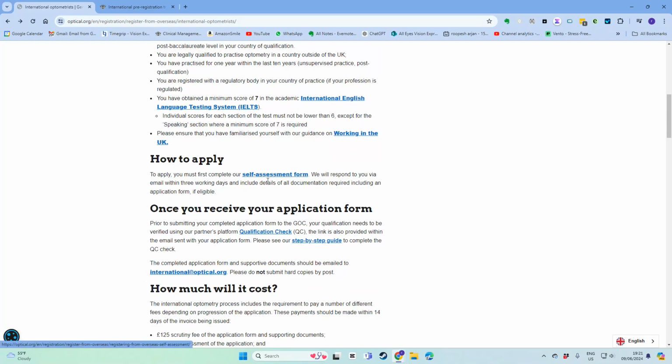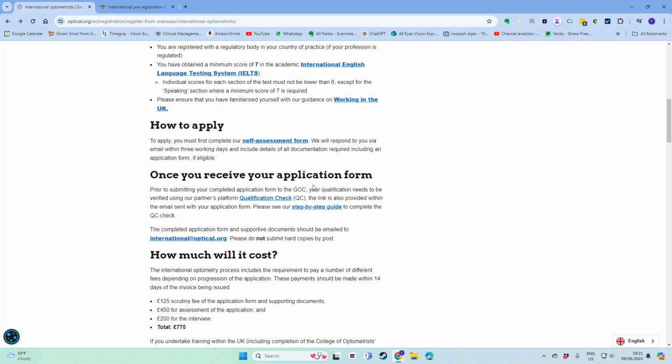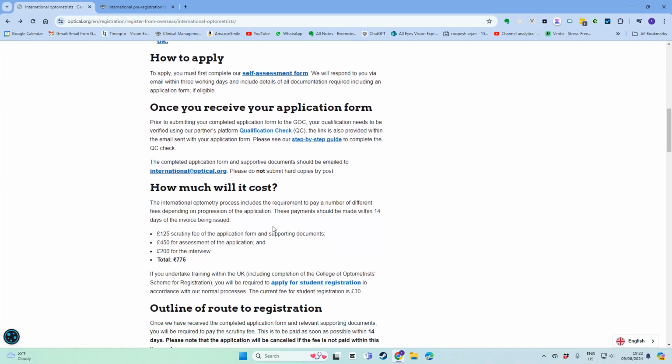You have to complete the self-assessment form, and you've done the qualification checks. Follow the processes that they've given. So you have a scrutiny fee of £125, and this is as of the 9th of June 2024. You've got £450 for the assessment of the application, and then £200 for the interview. So you're paying £775.